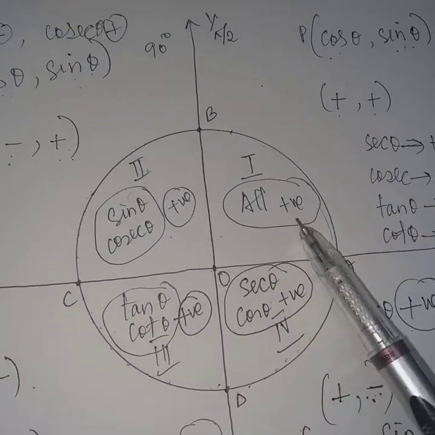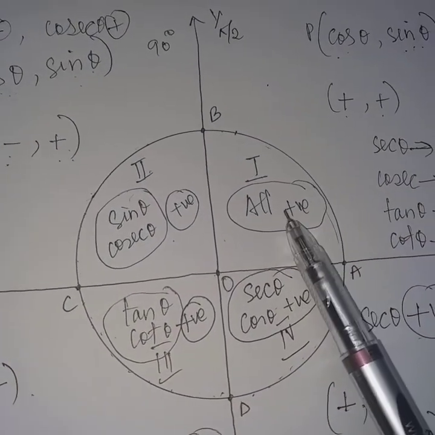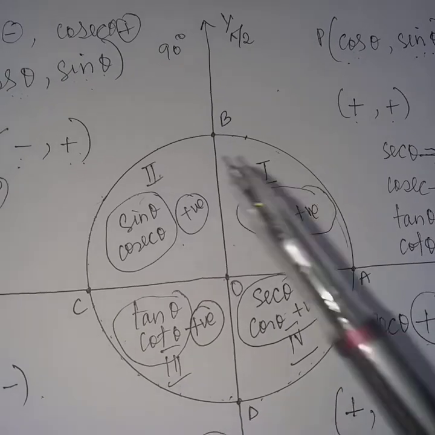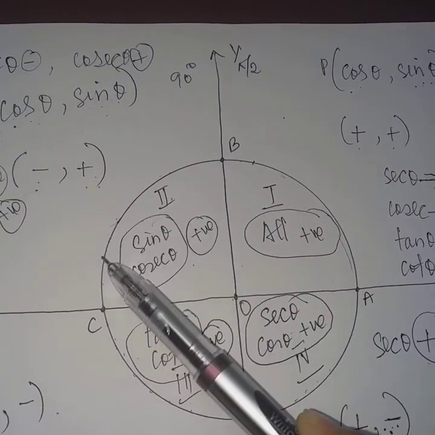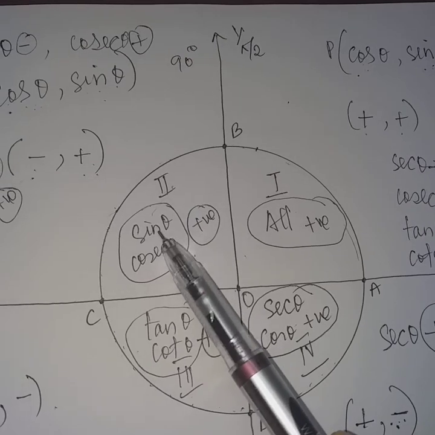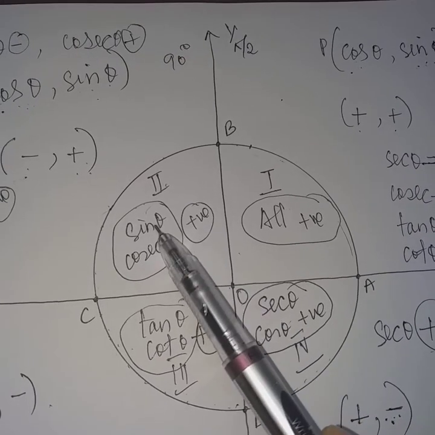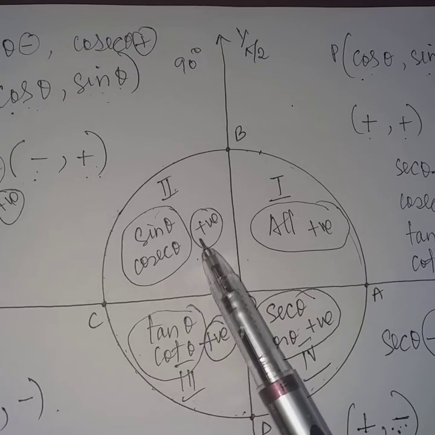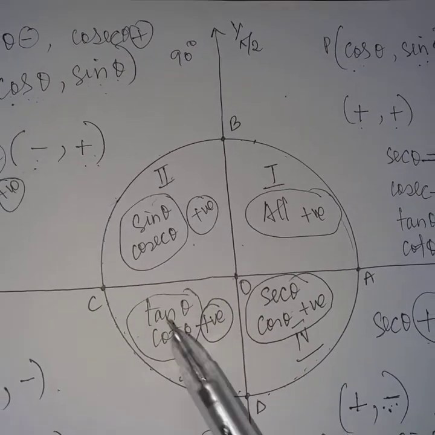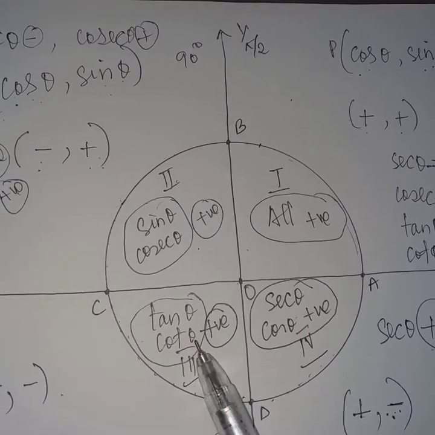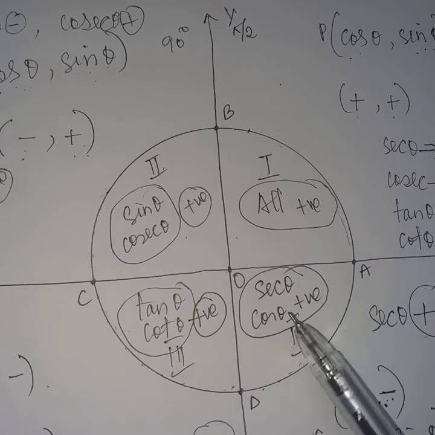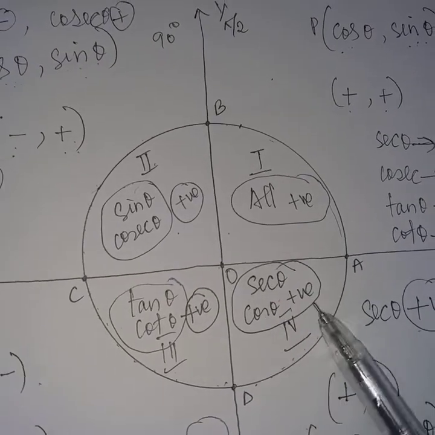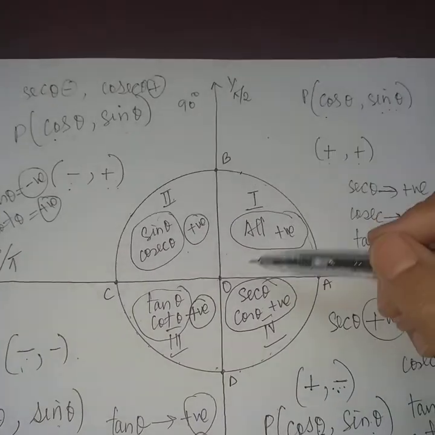So in this way, in the first quadrant, all the trigonometric functions will have positive values. In the second quadrant, sin theta and cosec theta, the values of sin theta and cosec theta will be positive. In the third quadrant, the values of tan theta and cot theta will be positive, the others will be negative, and similarly here.